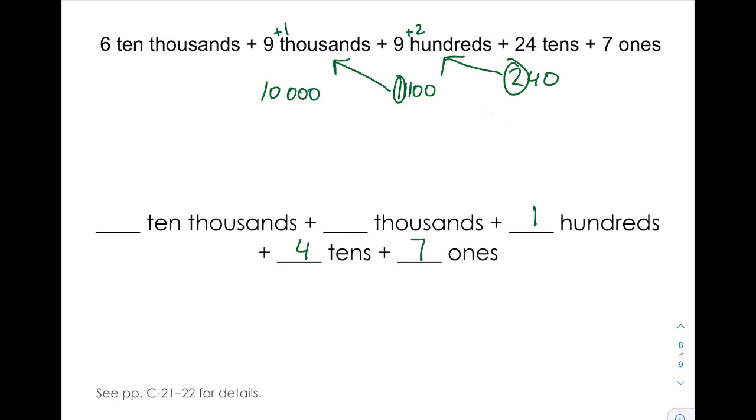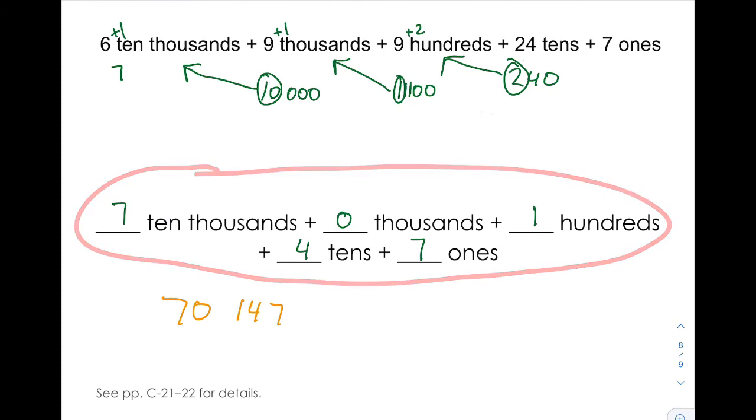And we're going to send a 10,000 over. So it's going to be 6 ten thousands plus 1 more ten thousand, which is going to make 7. And then we have no thousands left over. And then we have 7 ten thousands. So to double check our work, here we have 70,000. There's the 0 plus 147. We basically just took all these digits in this section and put them together into one number.